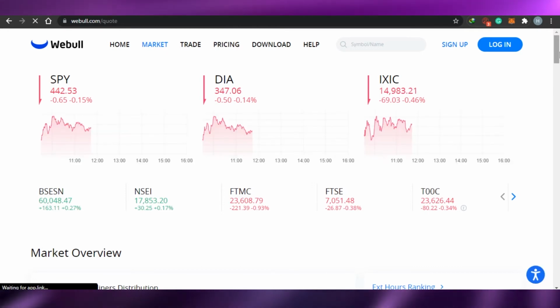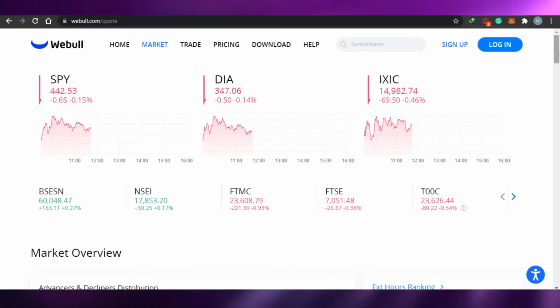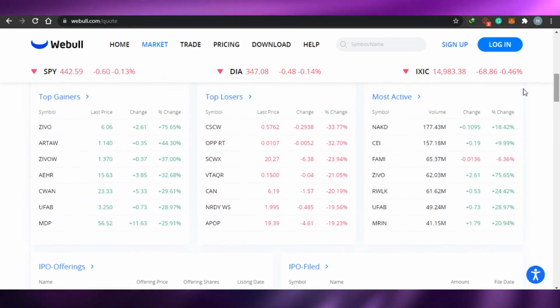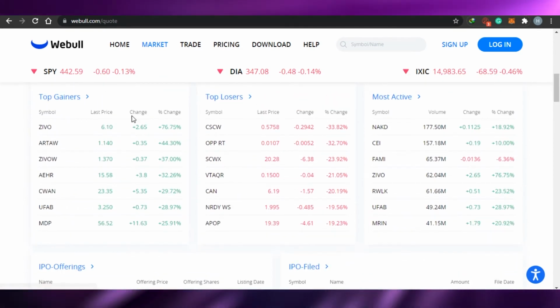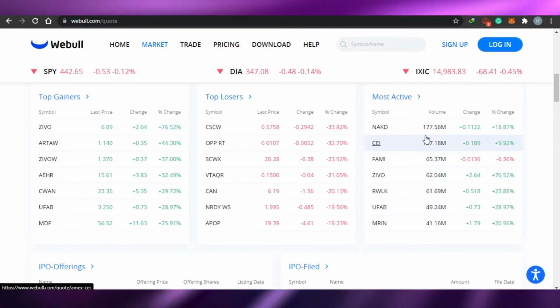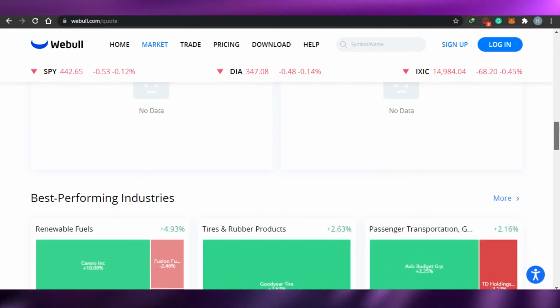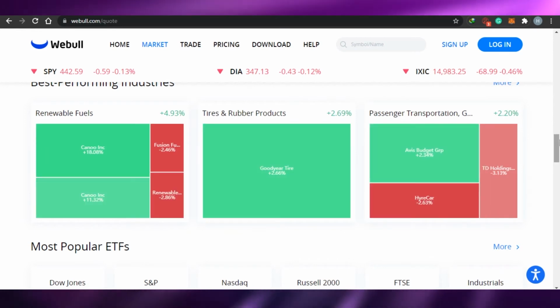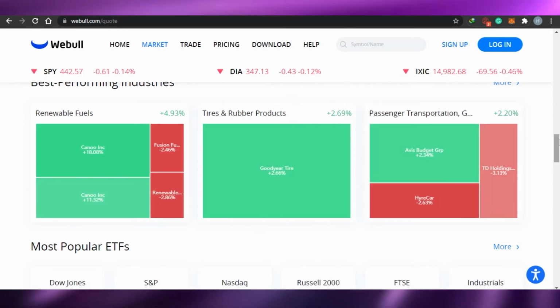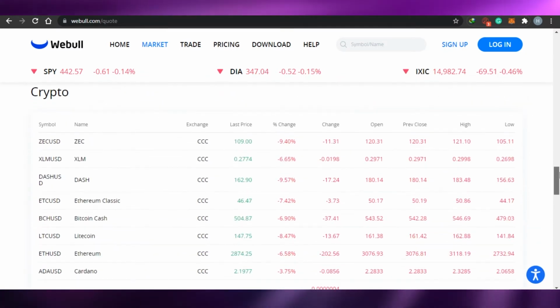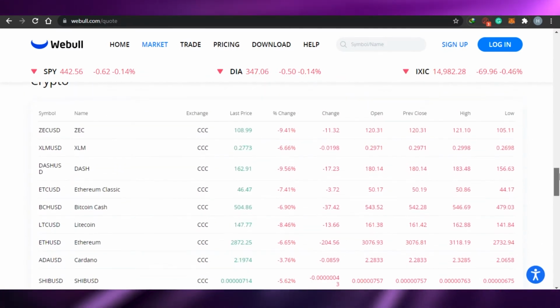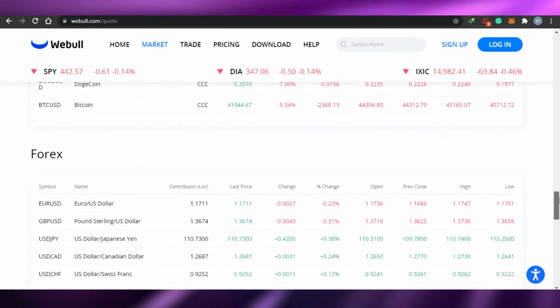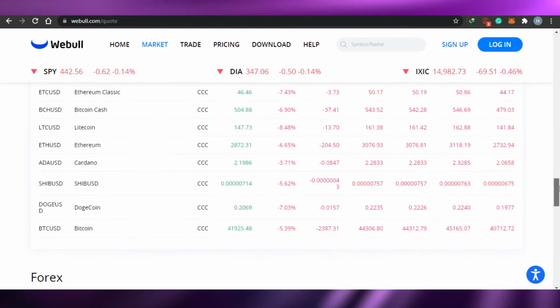You can see right here, I am getting the live stats of SPY, DIA, IXC. So you can see all of these different stocks and trading that is happening. You can check out the top gainers right here, top losers, most active. So you can see the overview of this website, how well managed and how professional and how efficient the website is. It's pretty mind blowing that they have no fee, and you can check out the crypto stocks as well, forex, and that's pretty amazing, guys.